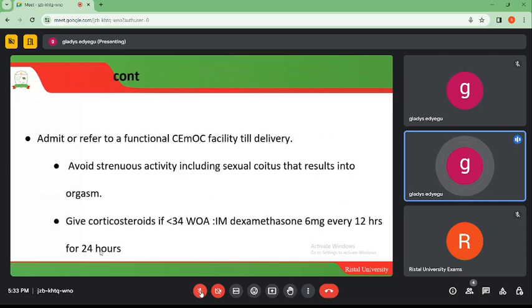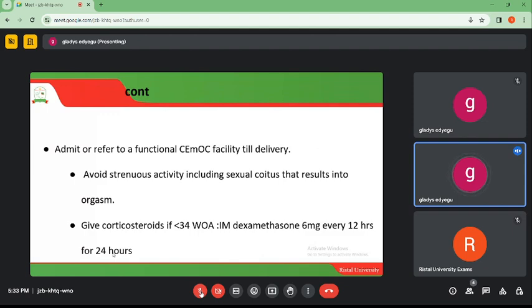So admit or refer to a functional CEmOC facility till the baby is stable and healthy. And if the mother needs emergency care, refer this mother to a comprehensive emergency obstetric care facility where they can provide that kind of emergency interventions. So you refer this mother and she's admitted in a small facility until she delivers.